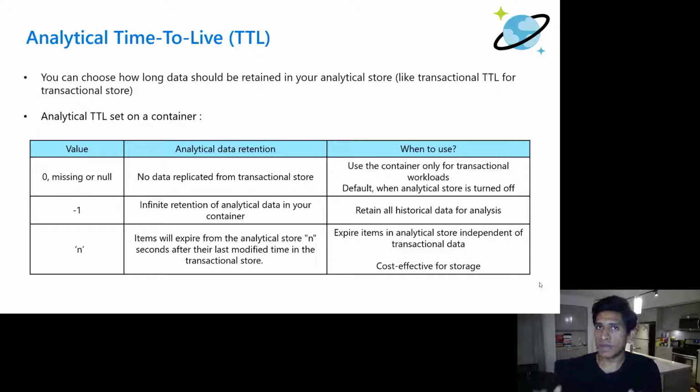If the value is set to -1, the analytical store retains all historical data, irrespective of the retention of the data in the transactional store. This setting indicates that the analytical store has infinite retention of your operational data. If the value is set to some positive number n, items will expire from the analytical store n seconds after their last modified time in the transactional store. This setting can be leveraged if you want to retain your operational data for a limited period of time in the analytical store. After the analytical store is enabled with an analytical TTL value, it can also be updated to a different valid value later.